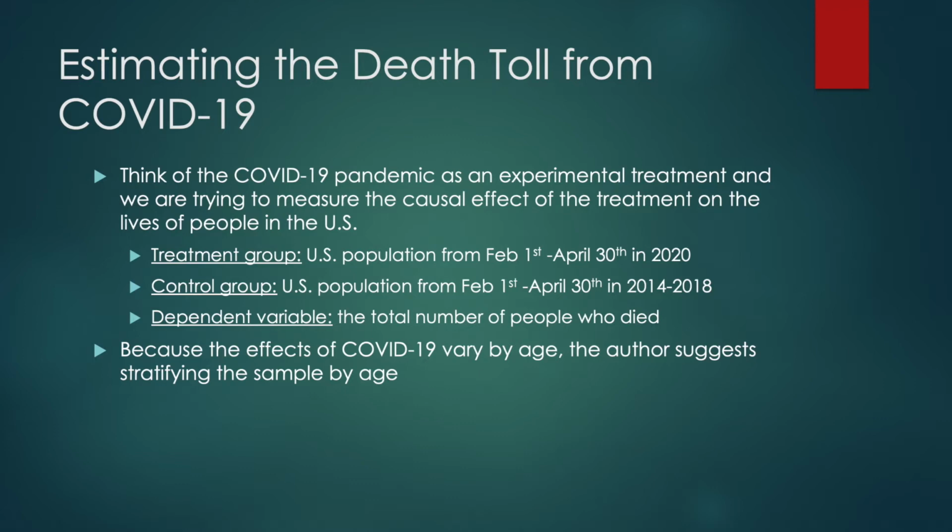So for this example, the treatment group would be the US population from February 1st to April 30th in 2020, so when the pandemic hit. And then the control group, they're suggesting using the US population from February 1st to April 30th in the years 2014 through 2018. The dependent variable in this situation would be the total number of people who died. And then they also suggest that because the effects of COVID-19 vary by age, we should stratify the sample by age to account for this.